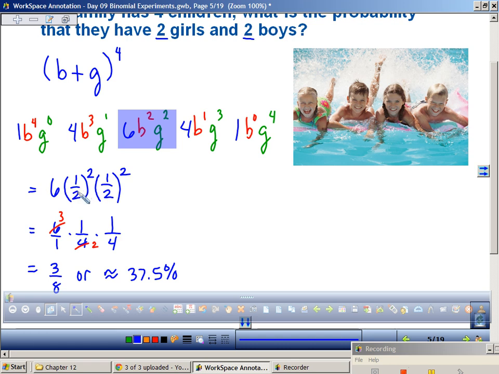Okay, maybe it'll make sense if I show you another way. See how this is boy squared, girl squared? Well, what's the probability of a boy? 1/2. What's the probability of a girl? It looks confusing because they're the same. Okay. Do you see that this and this is the same thing? And I'm just substituting the probability of a boy in there and the probability of a girl in there.